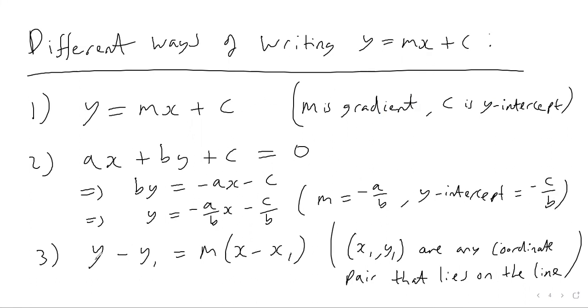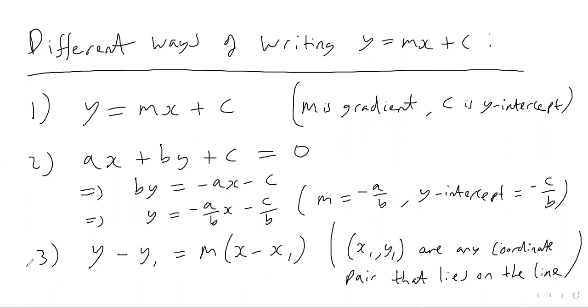Or you can also write the equation of a straight line in this third form here. So y take away y1, where y is some random y coordinate on the line, is equal to m times x minus x1, where x1 is some x coordinate that lies on the line.